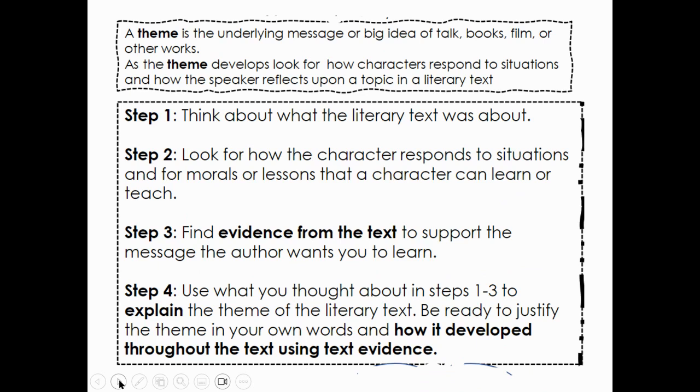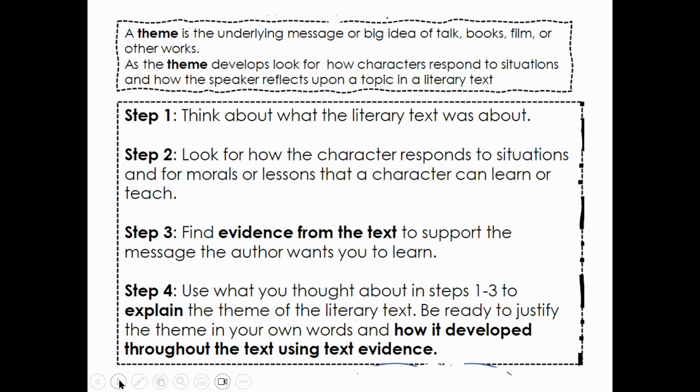Step 1. Think about what the literary text was about. Step 2. Look for how the character responds to situations and for morals or lessons that a character can learn or teach. So think about how the character is responding to a problem in the story. How is the character reacting to something that is occurring in the story?